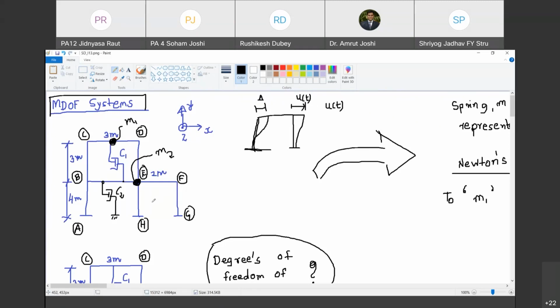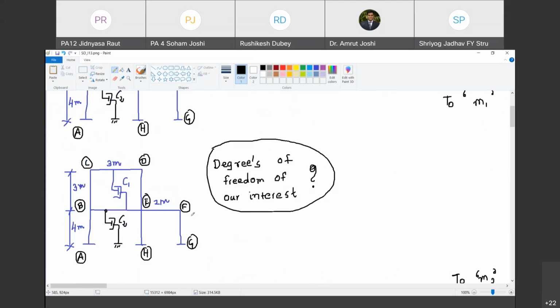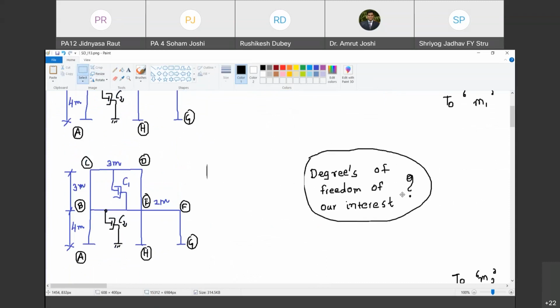Now here, as you are going to have two stories, can you tell me what are the displacements, or what are the degrees of freedom that interest us? Which degrees of freedom should be monitored? Soham? Yes, sir. Lateral as well as. No, we are going to consider this as U1 of t. This is x directional displacement of first story with reference to ground. Are you with me? Yes, yes, sir. And this is x directional displacement of second story with reference to ground.